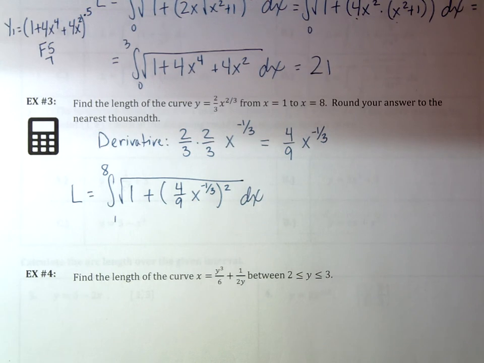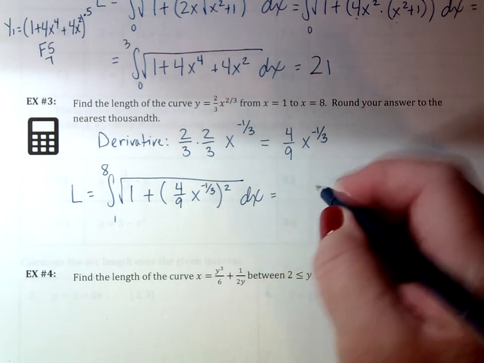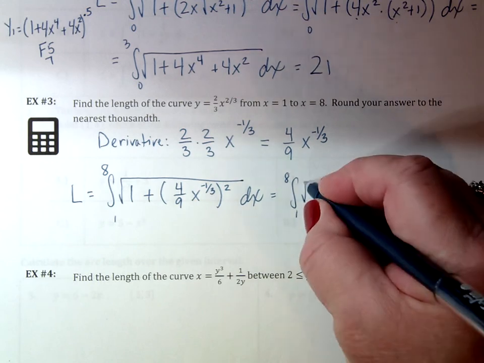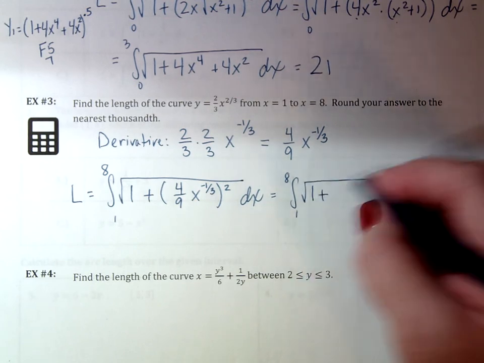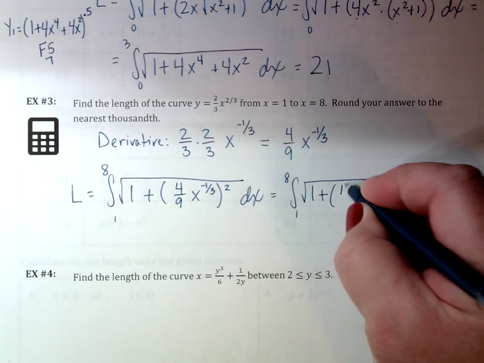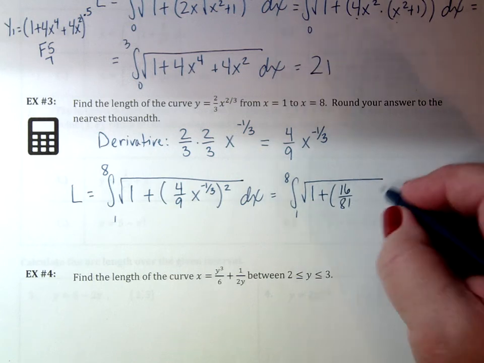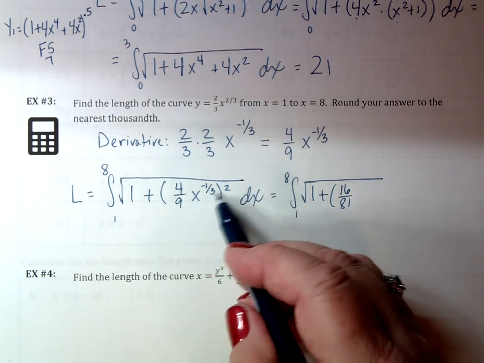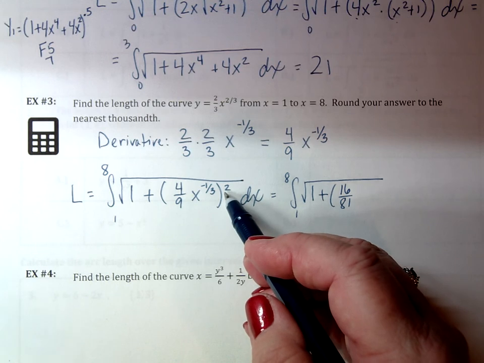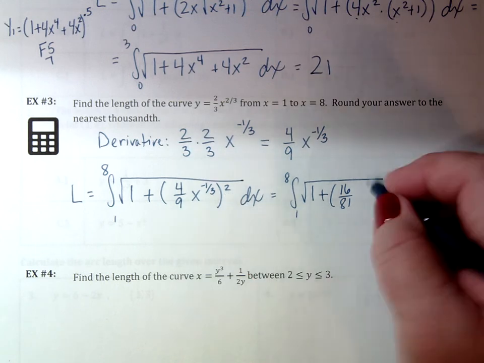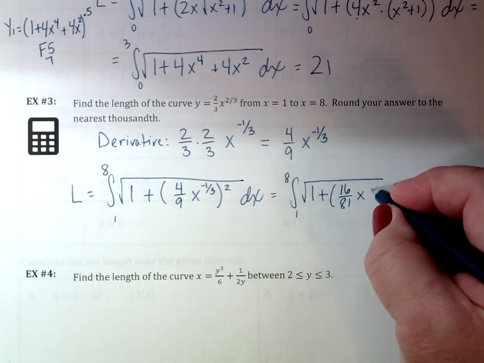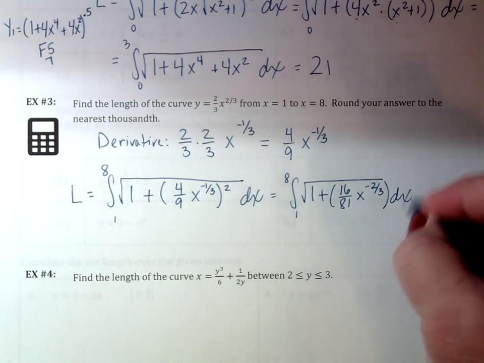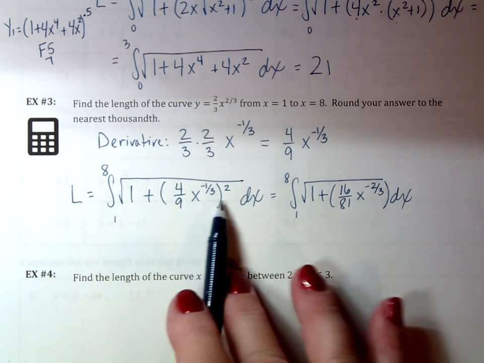All right, well, let's see if we can make it any better before we put it in the calculator again. I've got the integral going from 1 to 8. I have a big old square root. I have a 1 plus the square of 4/9, 16/81. Holy moly, that's ugly. But what happens with your exponents? If you take a negative 1/3 exponent and you raise it to the second exponent, do you add the exponents? Do you multiply the exponents? What do you do with the exponents? And hopefully you're saying, you multiply them. So I get x to the negative 2/3 with respect to x.